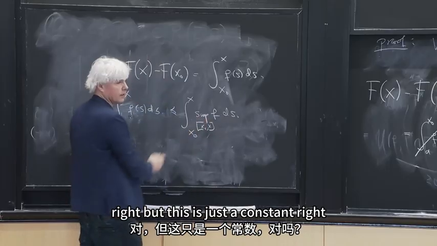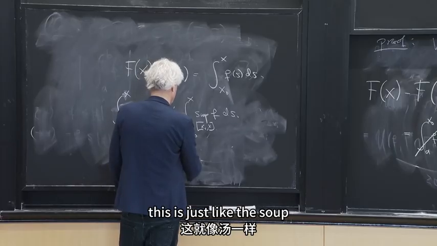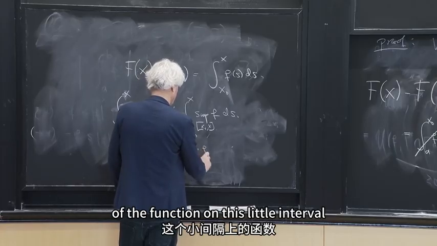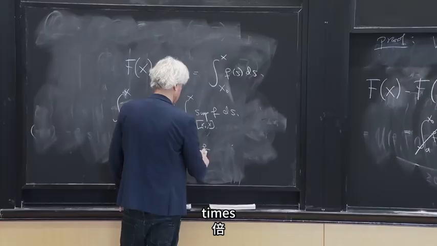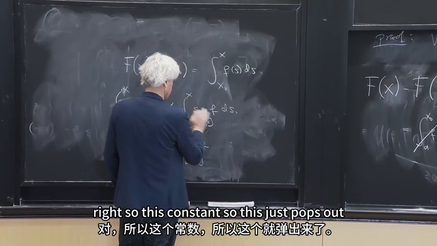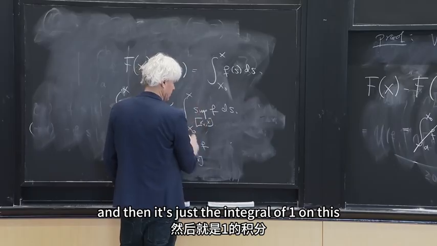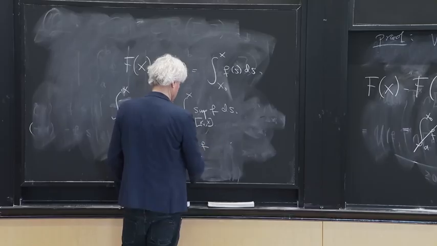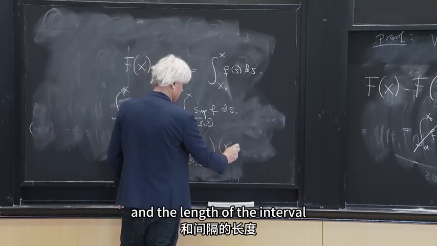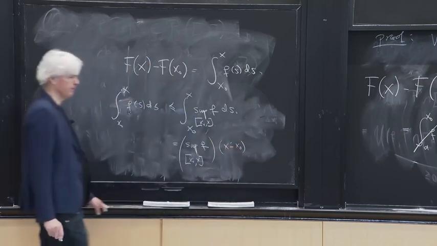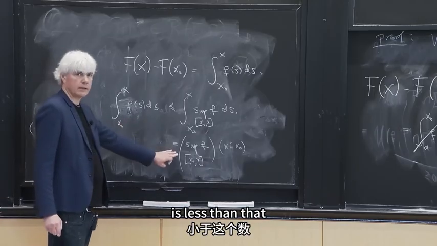Right, but this is just a constant. And so this here is just the sup of the function on this little interval times, right? So this is a constant, so this just pops out, and then it's just the integral of 1 on this, but that's just the length of the interval. So it's this here times the length of the interval, and the length of the interval is this, right? So this thing here is less than that, right?